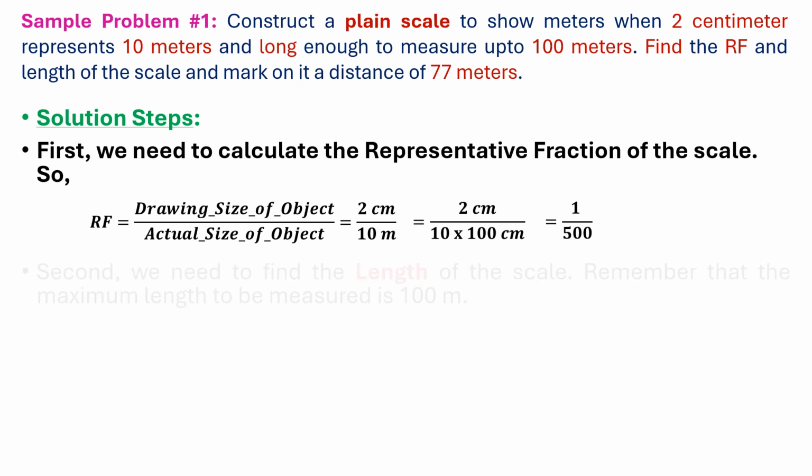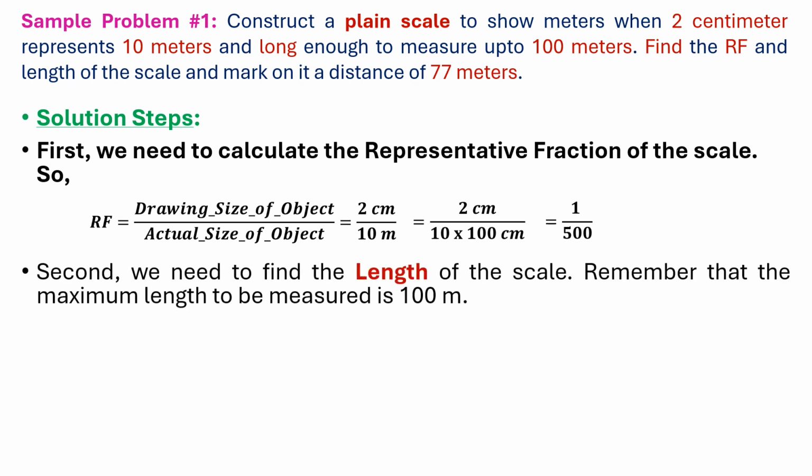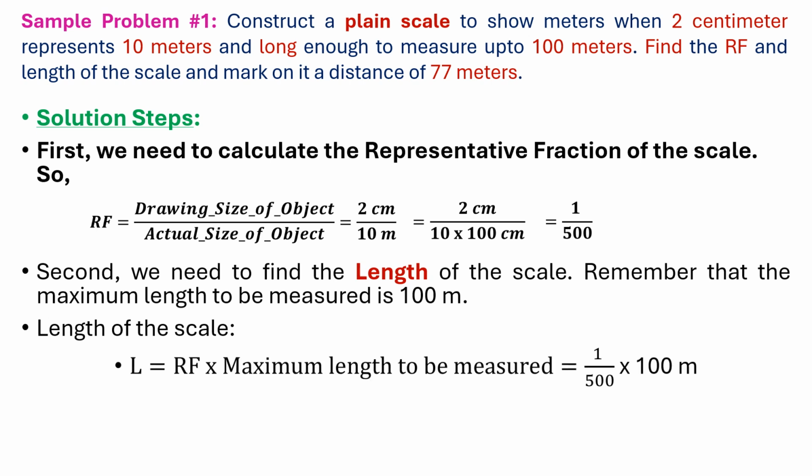Then we need to find the length of the scale. So length of the scale is the multiplication of RF with the maximum distance that has to be measured. RF is 1:500, we have just calculated, and the maximum distance is 100 meters. So the length of the scale is given as 1:500 multiplied by 100 meters, and this is giving us a length of 20 centimeter. So the length of our plane scale is going to be 20 centimeter, and for that we need to do the construction.